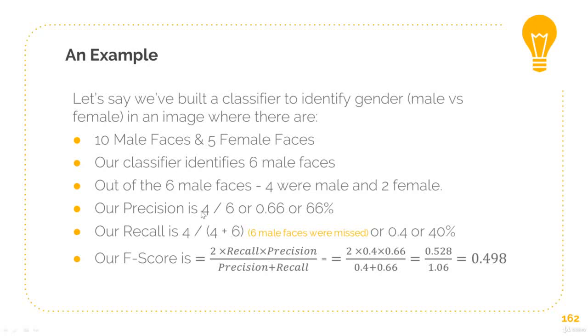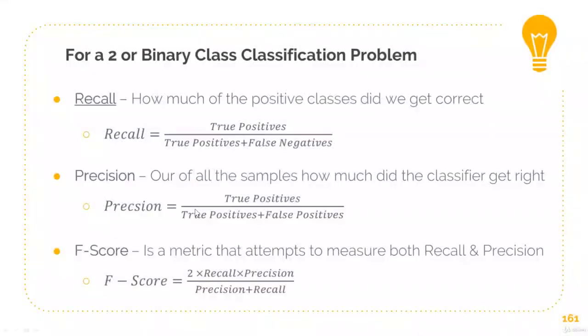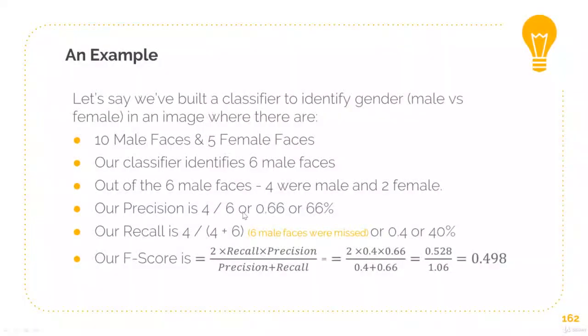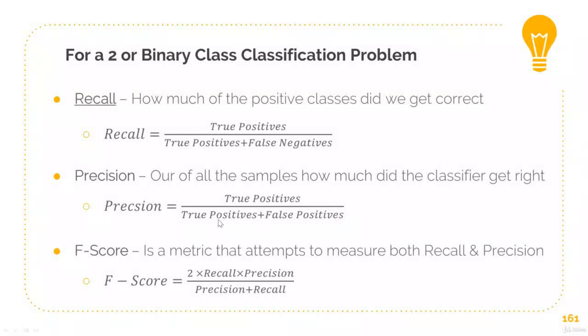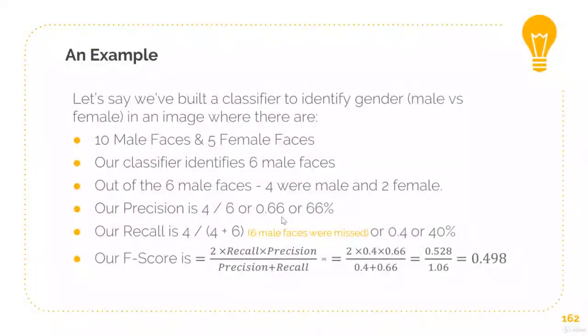So how do we work out our precision? Now go back to the formula. Our precision is the number of true positives, which was 4 in this case, because we got 4 male faces right out of the 6. And how many is true positives plus false positives? So how many false positives were there? There were actually 2 false positives, because it picked up 2 females here, but told us they were males. So those were false positives. So that's 4 over 6, so 66%, 0.66.